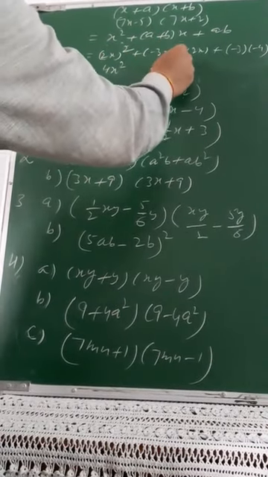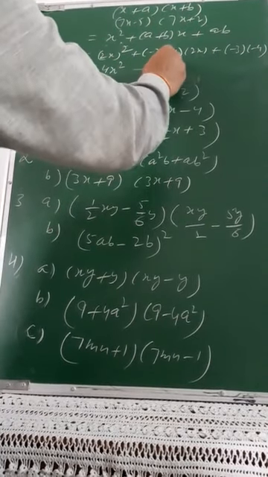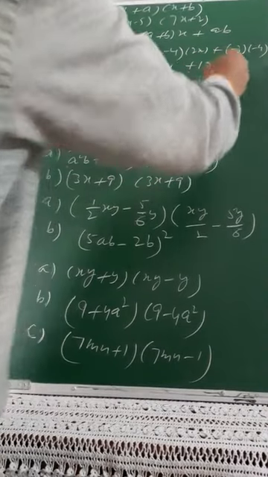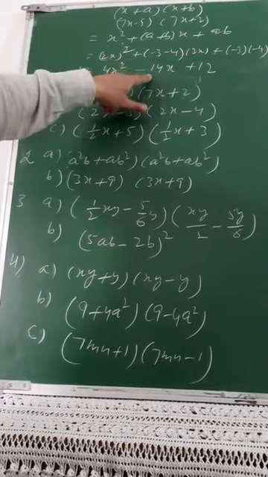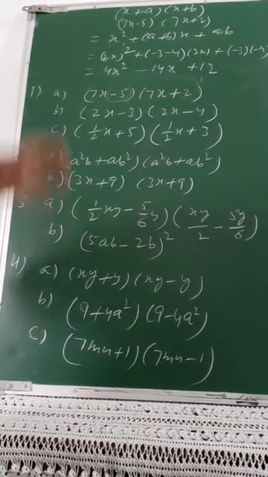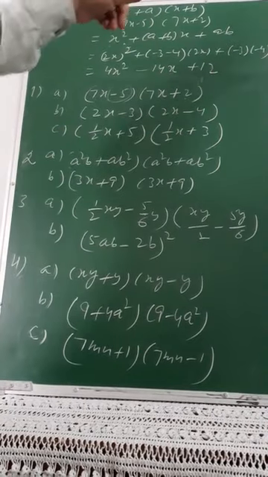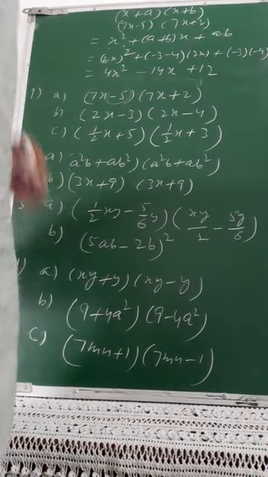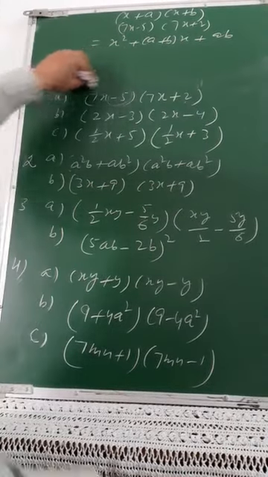4x square, minus 3 minus 4 is minus 7. Minus 7 into plus 2x will give you minus 14x. Minus 3 into minus 4 will be plus 12. So for the second part your answer should be 4x square minus 14x plus 12. So that is your second part of the first question, again based upon the identity x plus a into x plus b. Similarly the third part, now I hope all of you can check the answer.